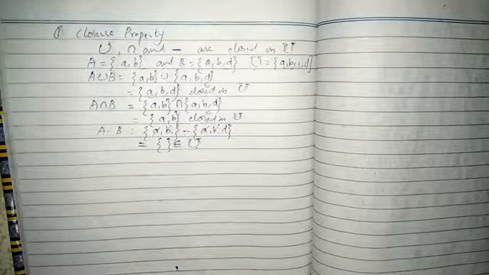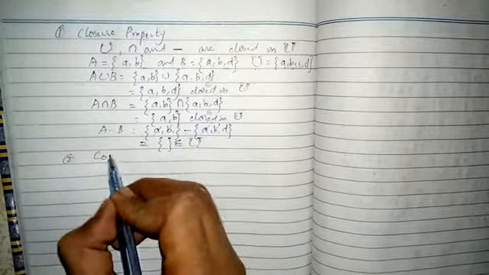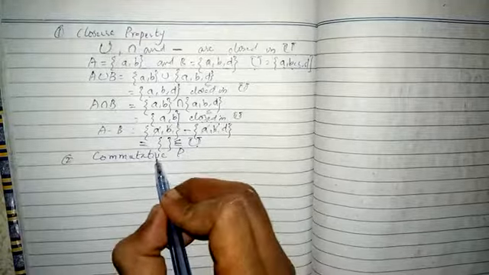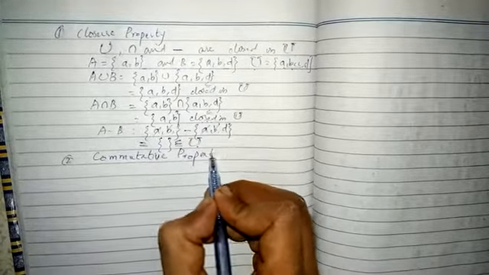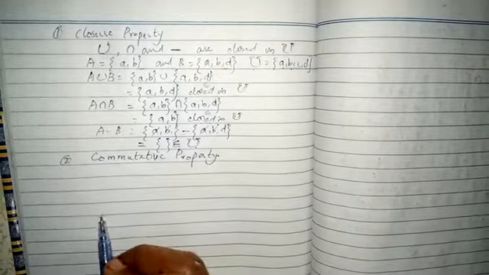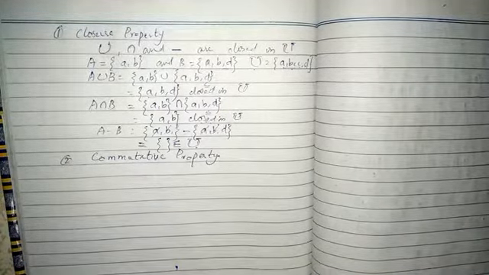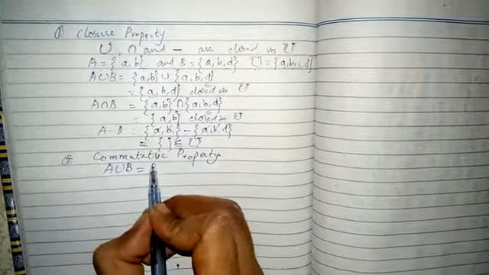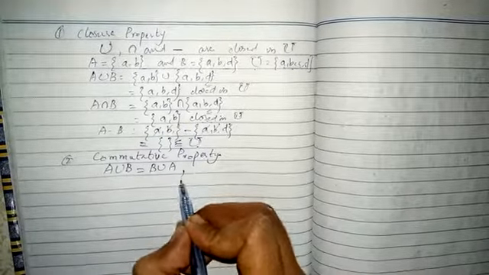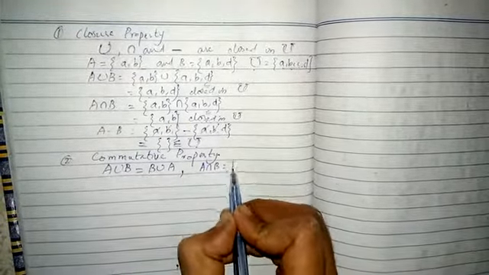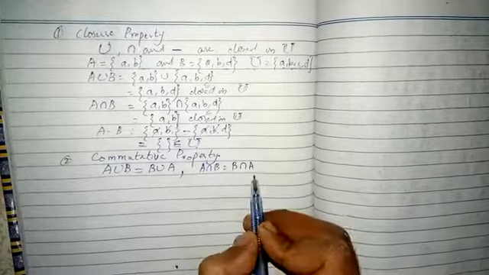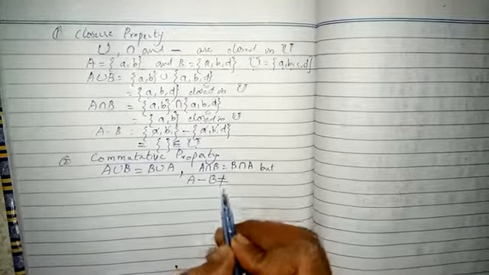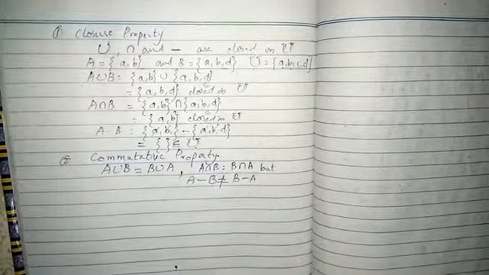There is another property which is called the commutative property. The commutative property is valid for union and intersection, but is not valid for difference. A union B is equal to B union A. Similarly, A intersection B is equal to B intersection A. This is called the commutative property. But A difference B will not be equal to B difference A in certain cases.